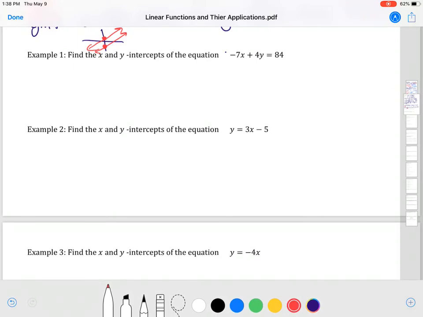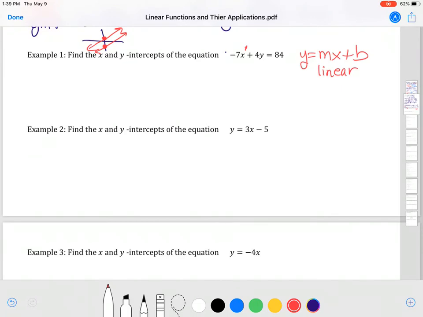Okay, so in example 1 of finding x and y intercepts, we're going to find the x and y intercepts of negative 7x plus 4y is equal to 84. Now, I recognize that right away as being a linear function because my degree for x is 1, and I can rearrange that equation very easily to put it in the form of mx plus b. So I know that this is definitely linear. Just a quick practice and follow-up of what we did before. Okay, now let's find the x and y intercepts.